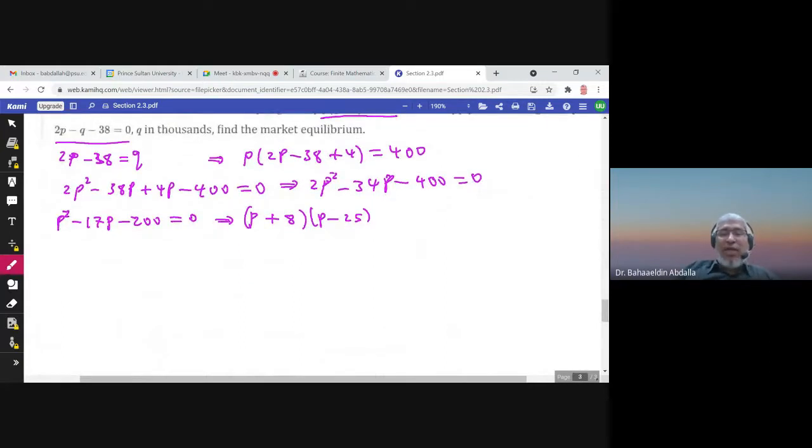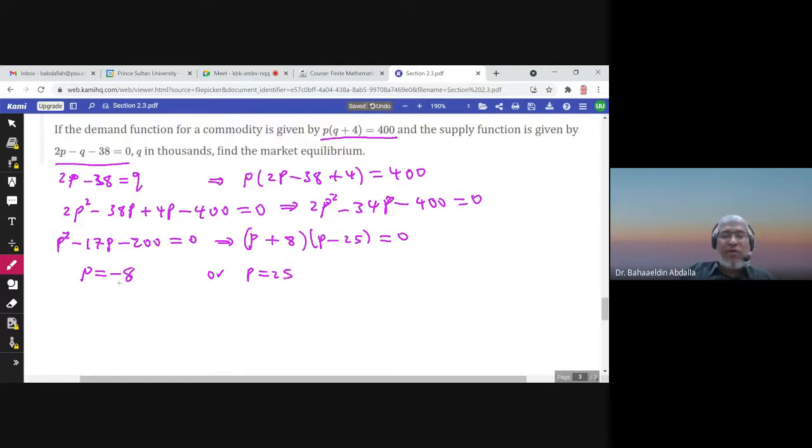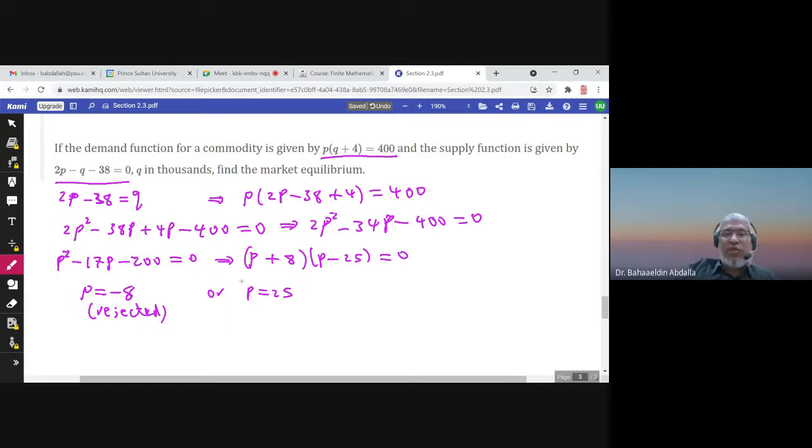So either the price is negative 8 or the price is 25. But you know, the price cannot be negative in real life. So this answer is rejected, and we have one answer here, that the price is 25. The question: find the market equilibrium. So this is the equilibrium price.